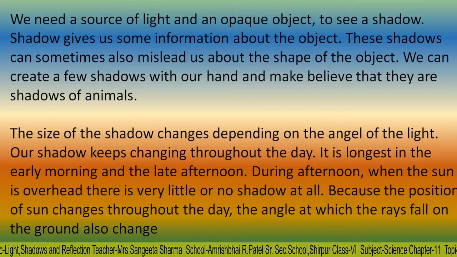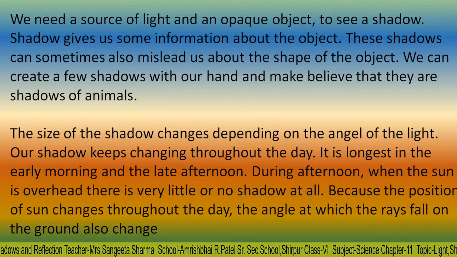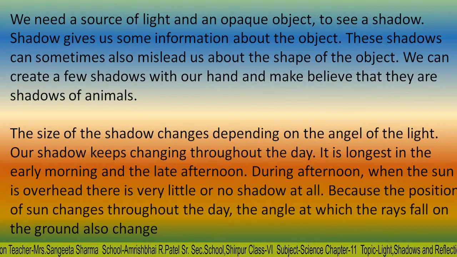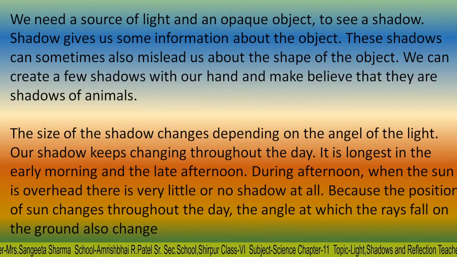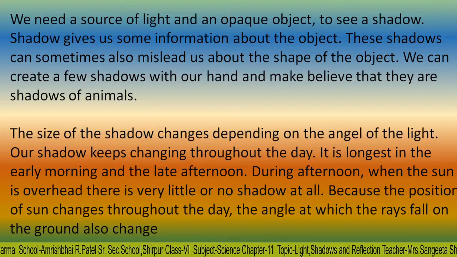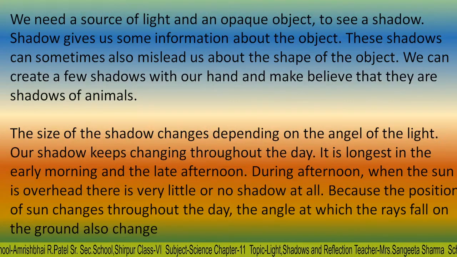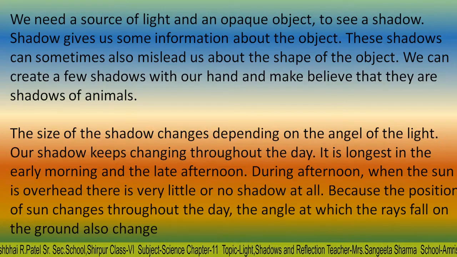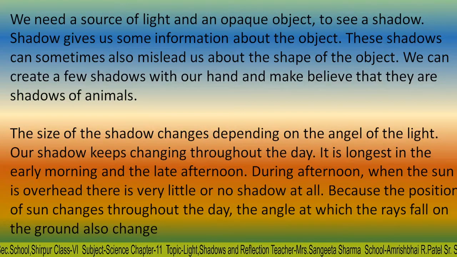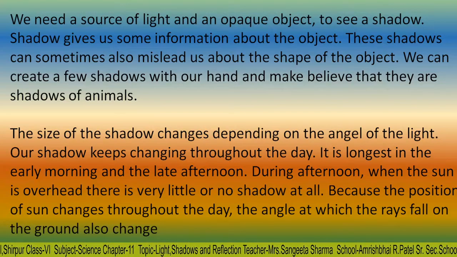Shadow gives us some information about the object. These shadows can sometimes also mislead us about the shape of the object. We can create a few shadows with our hand and make believe that they are shadows of animals. So the size of the shadow changes depending on the angle of the light. Our shadow keeps changing throughout the day.